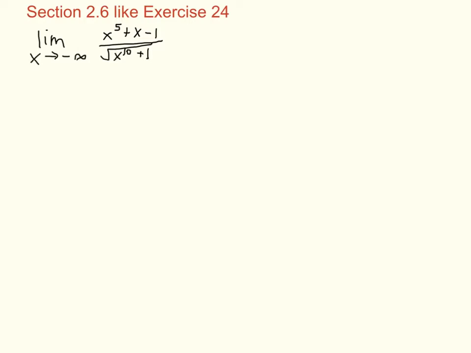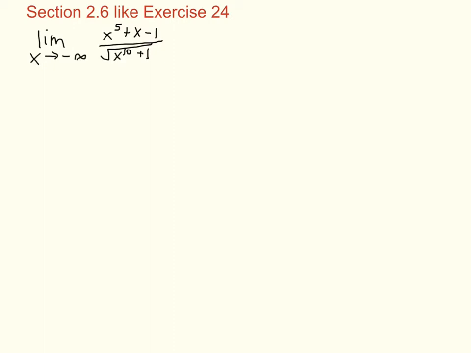We are going to do the limit as x approaches negative infinity of (x^5 + x - 1) all over the square root of (x^10 + 1). The trick we use when evaluating a limit of this kind is to multiply the top and the bottom by the highest power of x.